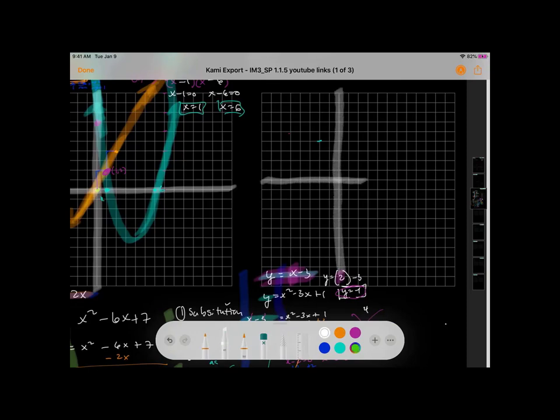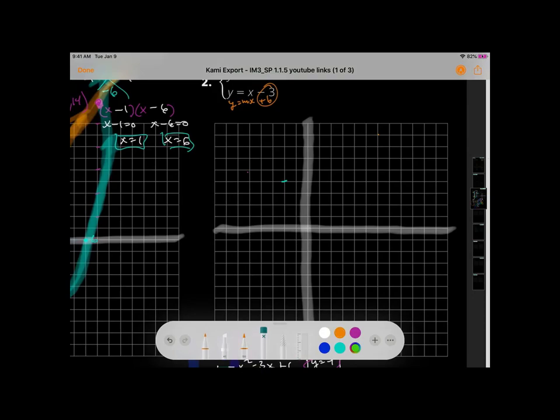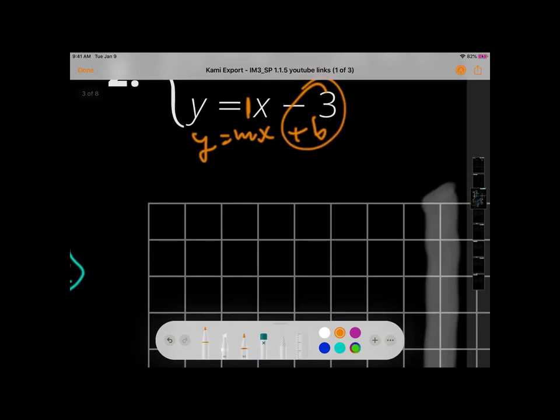There's my y, there's my x. Let's graph the linear. You'll notice that this is in the form of y equals mx plus b. So my b value is negative 3, so let's go ahead and find that. Negative 1, negative 2, negative 3. And the slope here is 1, which means it is 1 over 1, which means a rise of 1 and a run of 1. What does that mean? Up 1, right 1. That's how you graph slope of linear equations.